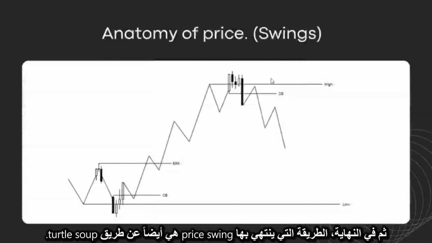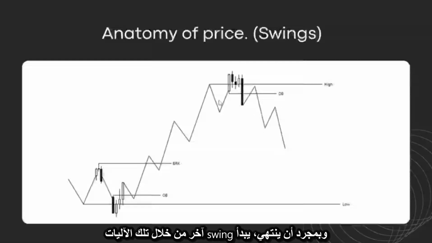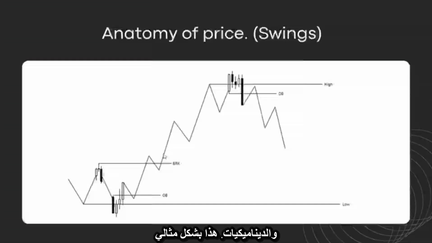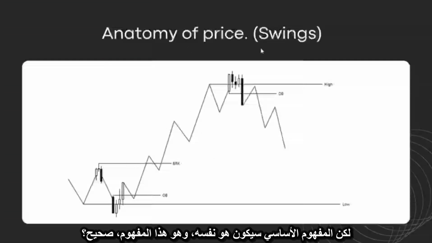Then at the end, the way a price swing ends is also by a turtle soup. So a price swing starts with a turtle soup and ends with a turtle soup. Once that ends, it starts another swing through those mechanics and dynamics. This is ideally how the market moves and swings, and you're going to find this mechanic in every price swing. They might have variable looks, but the core concept will be the same, which is this one right here.